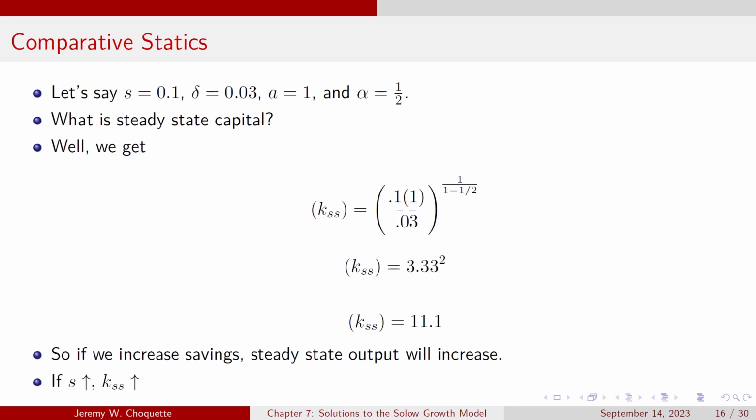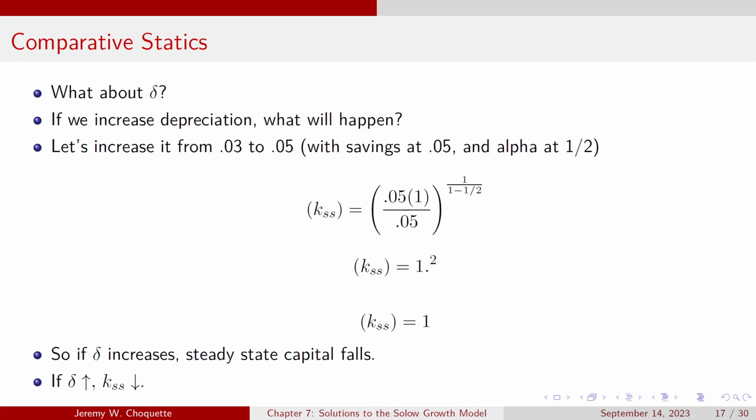But let's see how and why. Now I've got savings equals 0.1. So I plug that in, I evaluate everything, and now steady state capital is a lot larger. It's 11.1. So if I increase savings, then steady state output will increase. So if savings goes up, K_SS goes up. Okay, I guess that makes sense, right? If you're saving more, you're investing more. If you have an increase in investment, that means steady state capital is increasing because you're investing more. We're getting our hands on more capital. So steady state capital is going up. And then, of course, if steady state capital is going up, steady state output is going up.